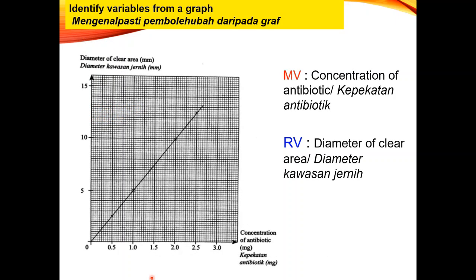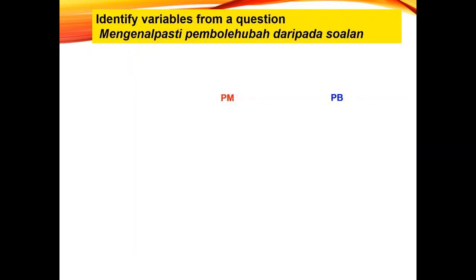Let's look at this example. The question gives you the graph. Just now I mentioned it already. You remember Ringgit Malaysia, right? So the Y-axis, R, refers to the responding variable, and the responding variable is the diameter of clear area. And for the X-axis, M, refers to the manipulated variable. So the concentration of antibiotic is the manipulated variable here. So just remember Ringgit Malaysia. Easy, right?